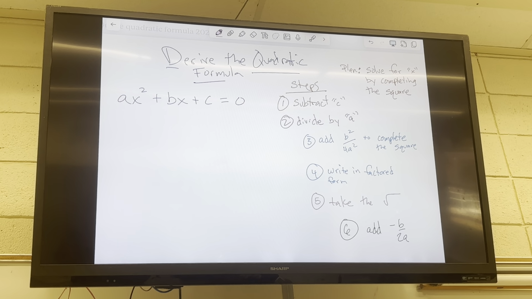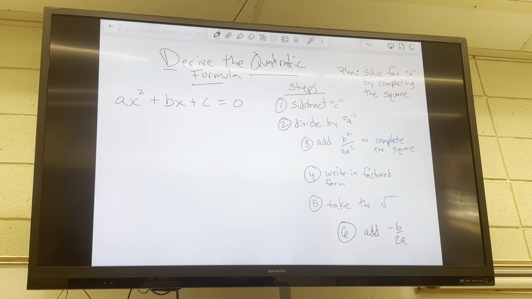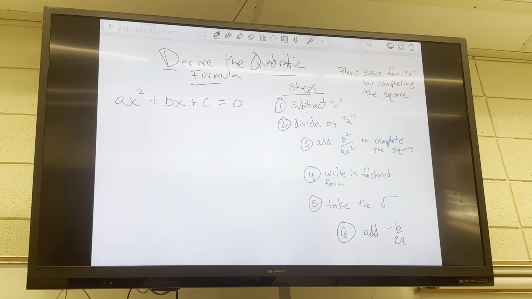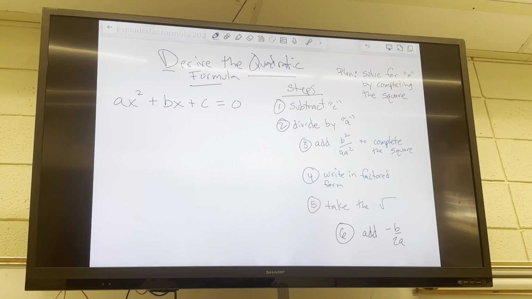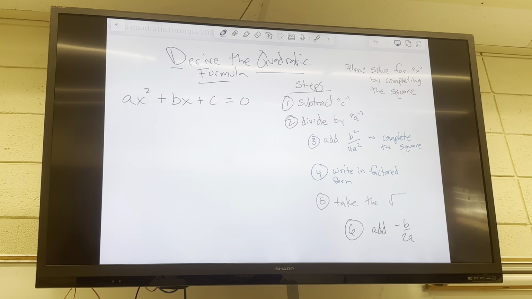Okay, class, we are deriving the quadratic formula today, and we're going to use these steps. When you derive the quadratic formula, you are simply completing the square on the standard form of a quadratic, which is ax squared plus bx plus c equals 0.